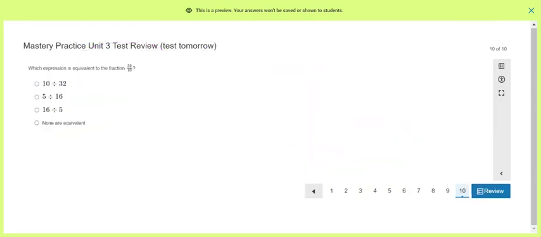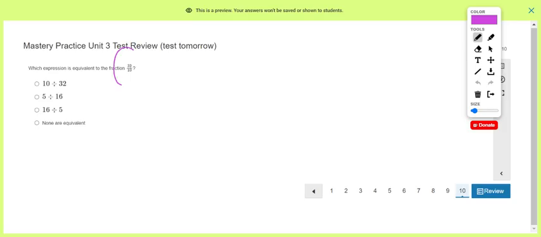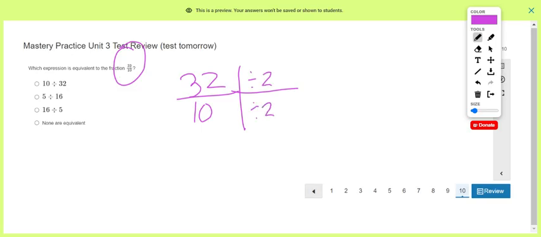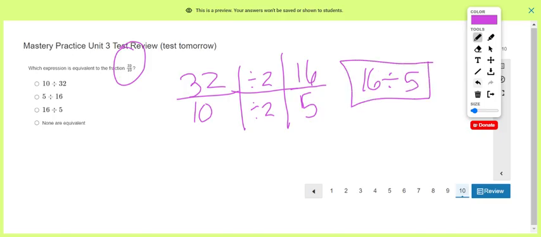And the last one, the fraction 32 over 10 can be simplified. Divide by 2, divide by 2. That gives you 16 over 5. And this fraction, 16 divided by 5, in a calculator, 16 is divided by 5. That would also be true.